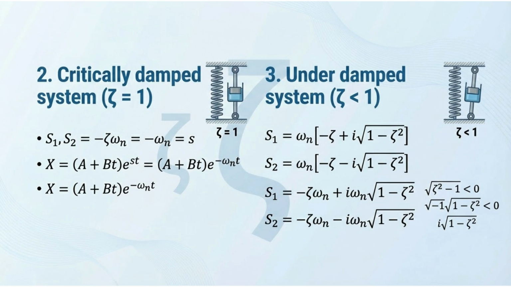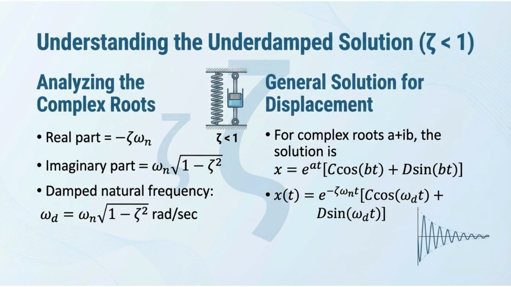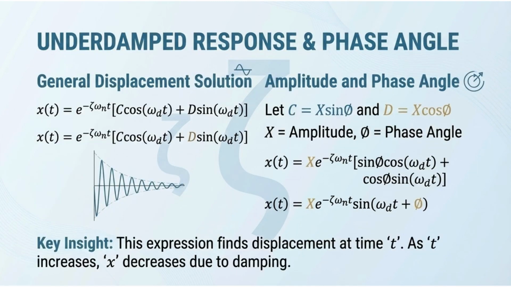Based on the roots, three cases of damping are examined: overdamped, critically damped, and underdamped, each with distinct free vibration responses. The solution for the underdamped case, which is the most common in practice, exhibits oscillatory motion with decreasing amplitude. The final equation for the displacement in an underdamped system is shown, incorporating the damped natural frequency.